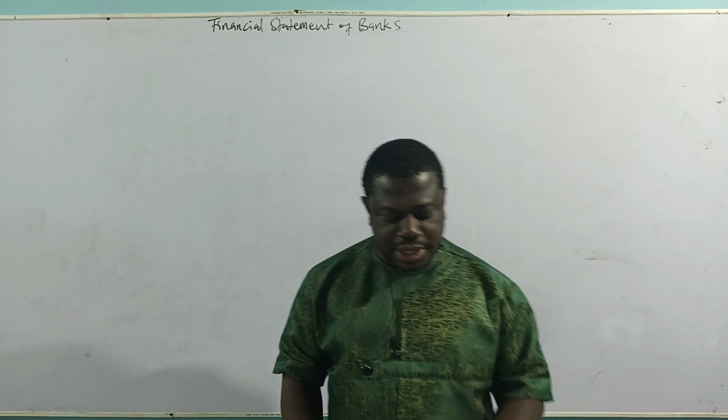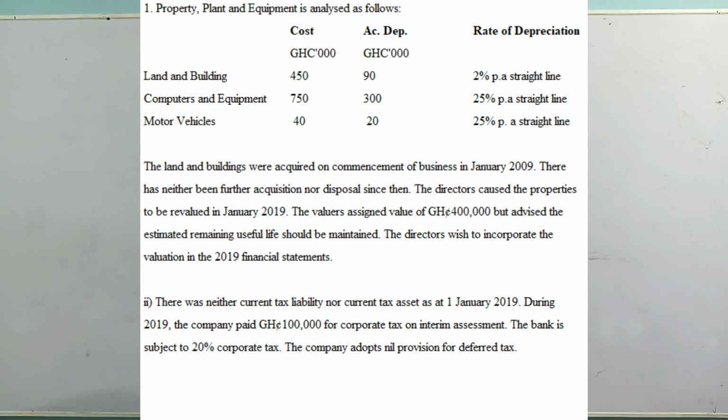And then let's go back and see. There is a rate of depreciation for each of them. Now, land and building, the rate of depreciation is 2% per annum, straight line method. Computers and equipment, 25% per annum, straight line method. And then motor vehicles is also 25% straight line method. So that is it. Now let's continue to read. So it means we are going to use these percentages to calculate depreciation on the figures. And once they are all straight line, it means they are on cost, except the ensuing information gives us a different twist to it. So let's continue reading.